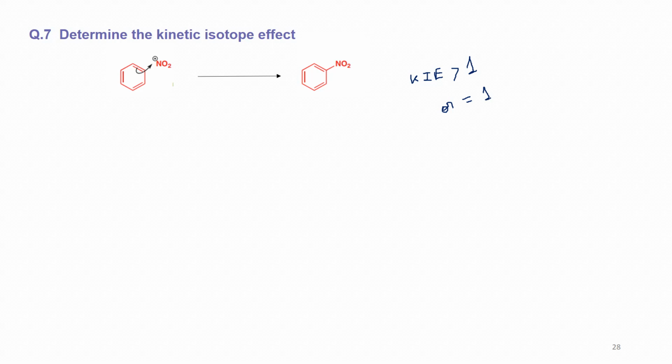I have told you several times that if our reaction involves the breaking of the hydrogen atom at the rate determining step, then by changing the hydrogen atom with deuterium we will get a kinetic isotope effect, but if it is not, then we will not get a kinetic isotope effect. So to determine the kinetic isotope effect, we first have to discuss the mechanism of this reaction. If we know the mechanism and the rate determining step, we can easily determine whether it will show a kinetic isotope effect or not. Because if in our mechanism the rate determining step contains the breaking of the hydrogen atom, that means it shows a kinetic isotope effect.